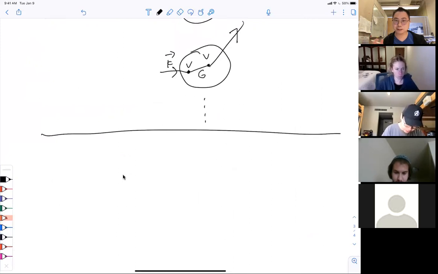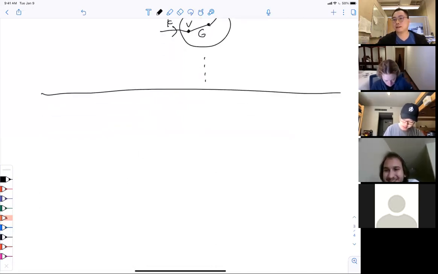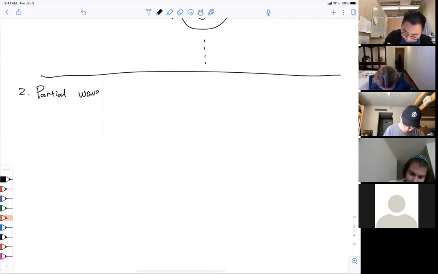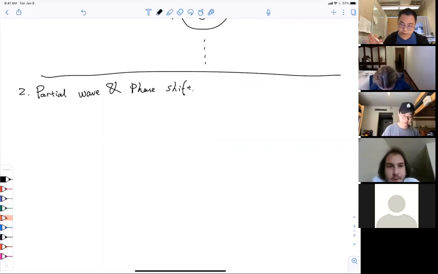I believe you guys are familiar with this. I just refresh your memory, for completeness. So now let's look at the partial wave and phase shift. First, I will give you a very brief picture of what's going on for this partial wave, and then I will introduce how we determine the phase shift, and go through two problems to show you how to carry it out explicitly.